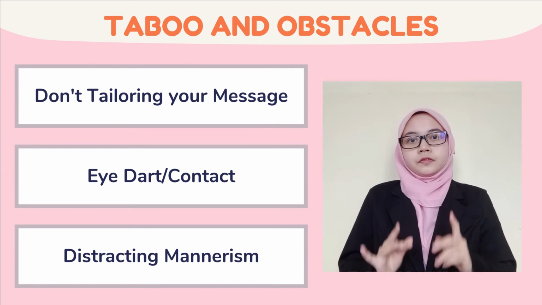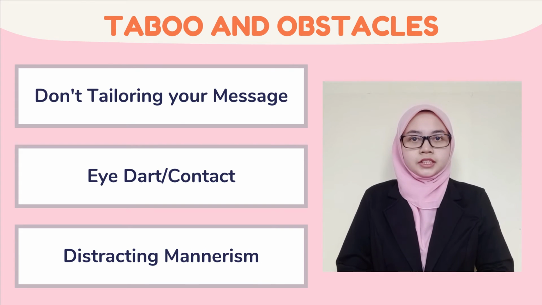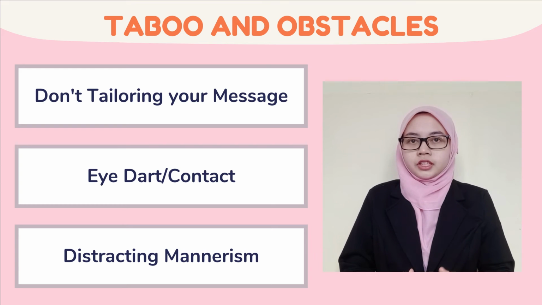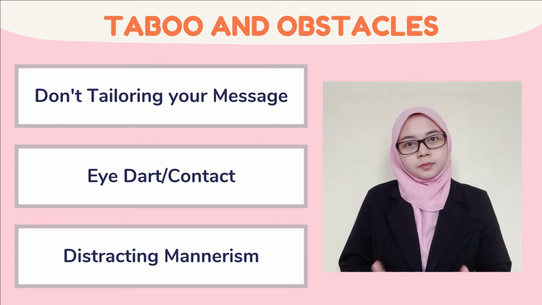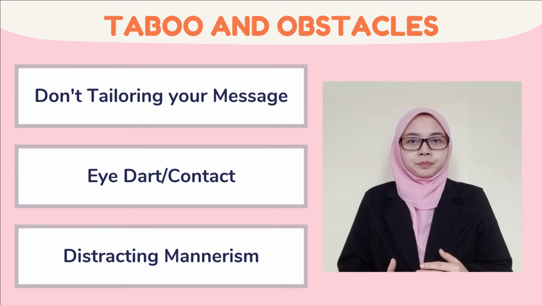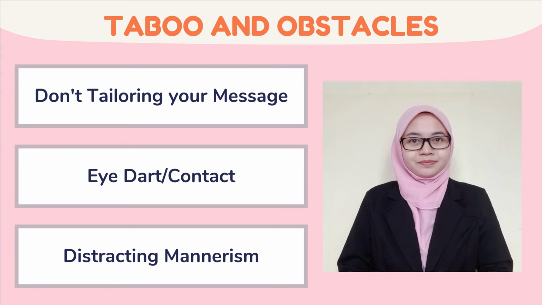The first taboo in public speaking is don't talk about yourself too much. What I mean by this is do not talk too much about yourself during the speech because the audience might find this annoying or disappointing since it is not relevant to the topic of the speech. To overcome this, it's better that you get to know your audience first before giving the speech.